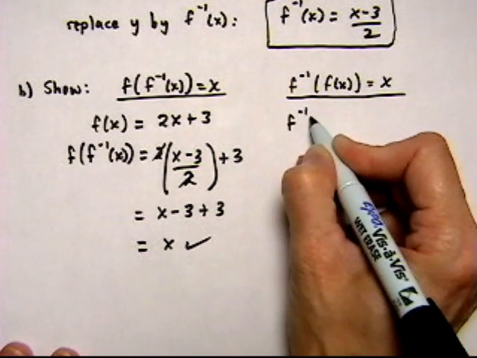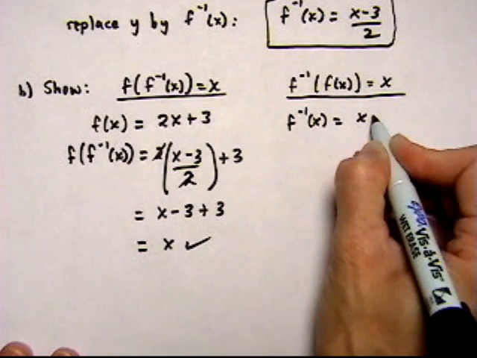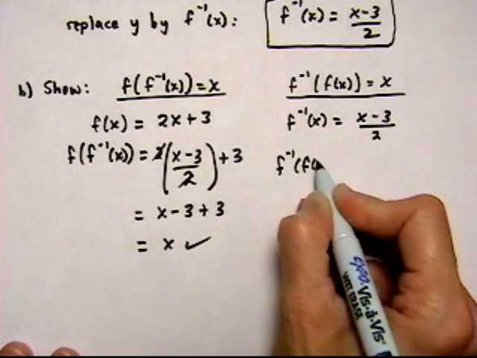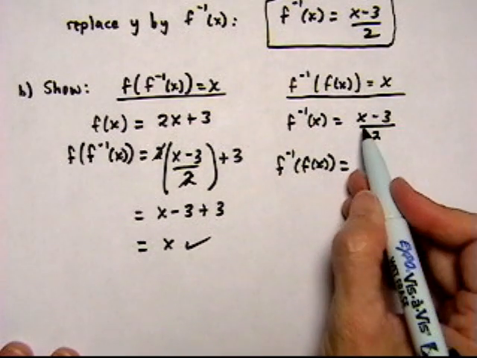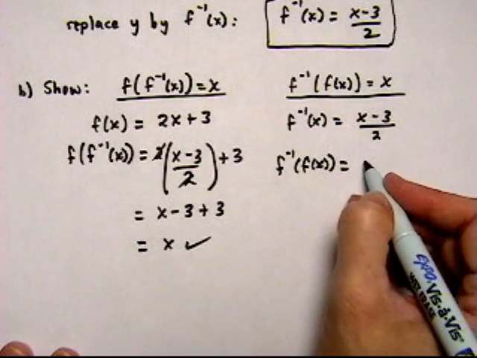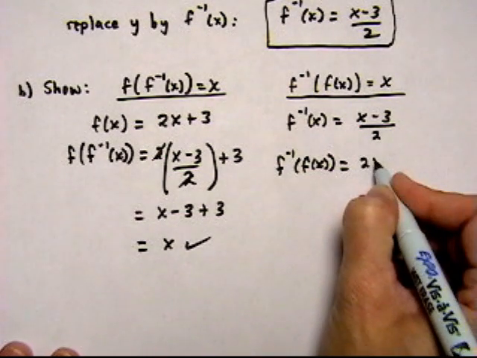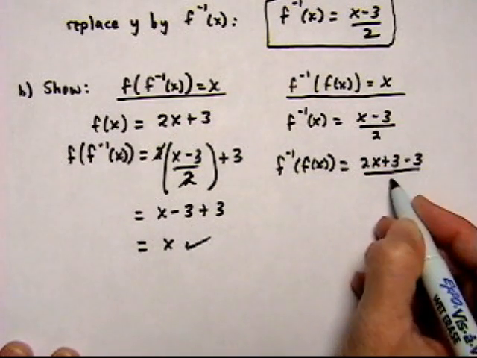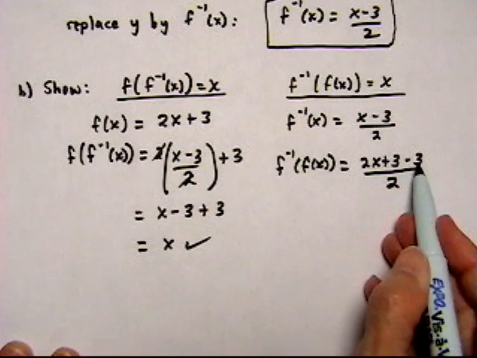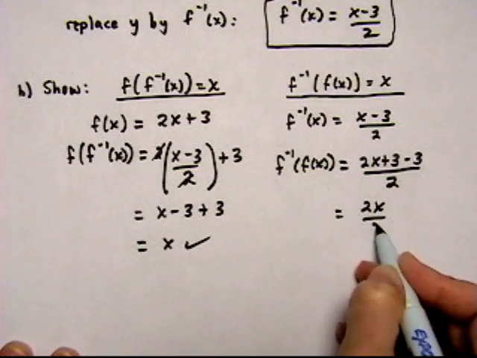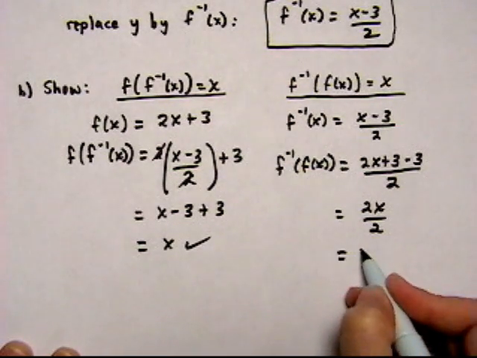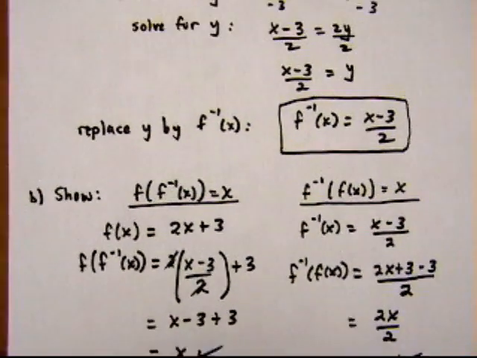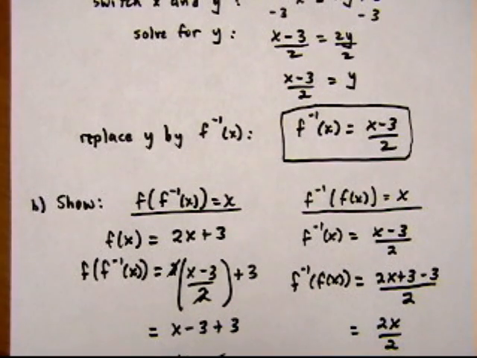Starting with f inverse, which is equal to x minus 3 over 2, we now want f inverse of f of x. So in place of x, we're going to put the original f of x, 2x plus 3, and then bring down the minus 3, and it's all over 2. The 3's cancel out, leaving us 2x over 2, and the 2's cancel out, leaving us x. So yes, it worked out. We got x back in both cases, which means we correctly found the inverse function of f of x.